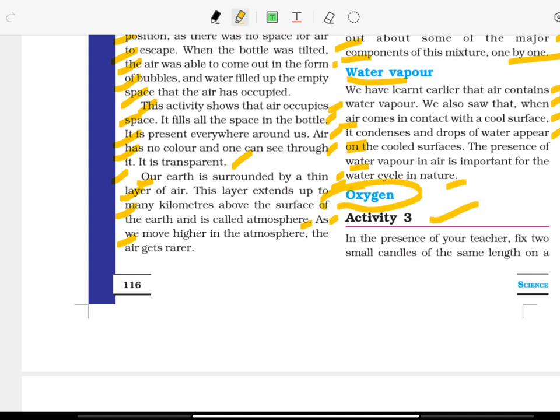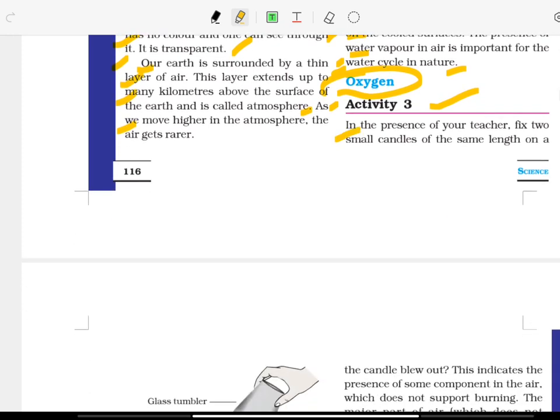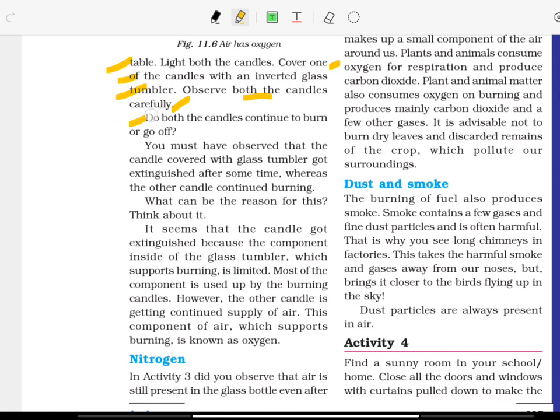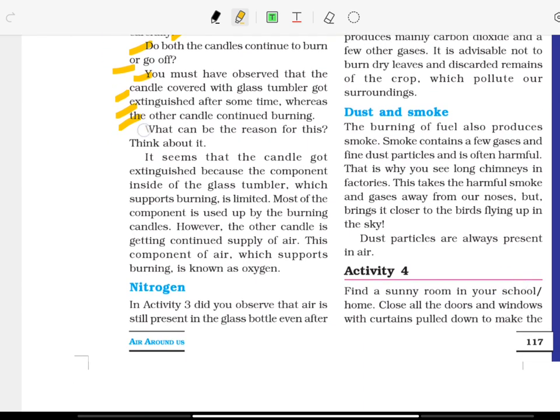Oxygen. Activity 3. In the presence of your teacher, fix two small candles of the same length on a table. Light both the candles. Cover one of the candles with an inverted glass tumbler. Observe both the candles carefully. Do both the candles continue to burn or go off? You must have observed that the candle covered with the glass tumbler got extinguished after some time, whereas the other candle continued burning. What can be the reason for this? Think about it.